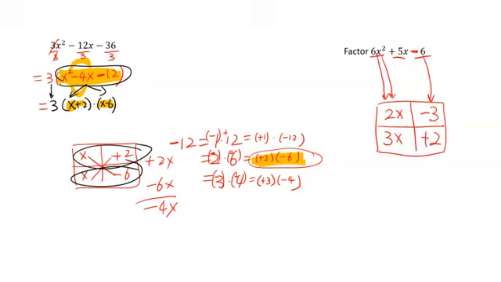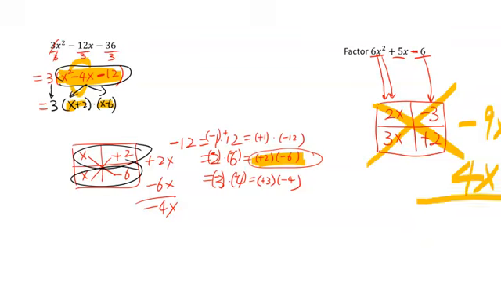And now let's do cross multiplies. 2x times 2, positive 4x. 3x times negative 3, negative 9x. When we combine them, we got negative 5x. What we need is positive 5x. So we got the opposite.